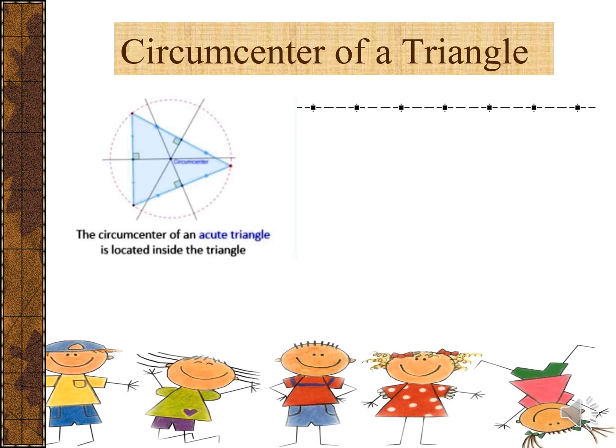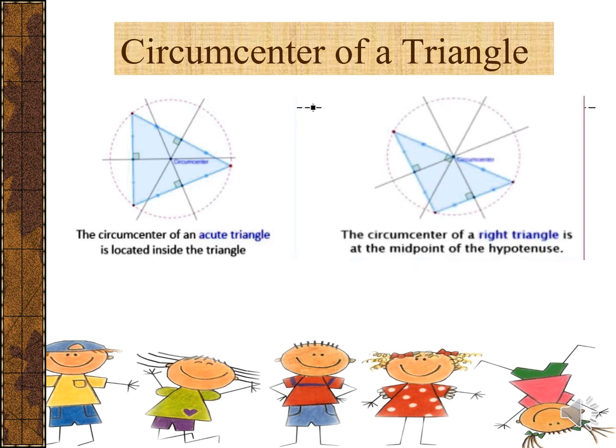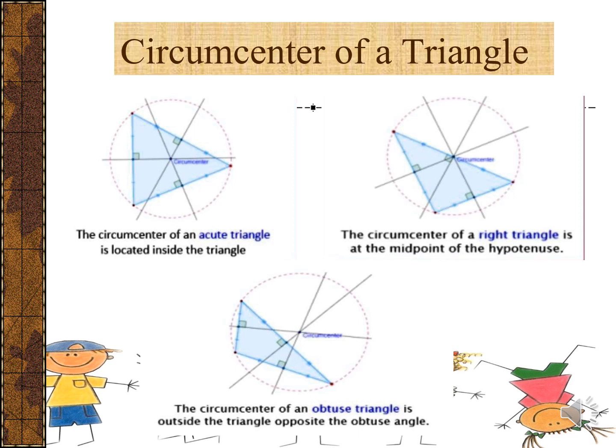The circumcenter is located differently in different triangles. For example, the circumcenter of an acute triangle is located inside the triangle. The circumcenter of a right triangle is at the midpoint of the hypotenuse. Also, the circumcenter of an obtuse triangle is outside the triangle, opposite to the obtuse angle. As you can see in the picture, we have different locations.